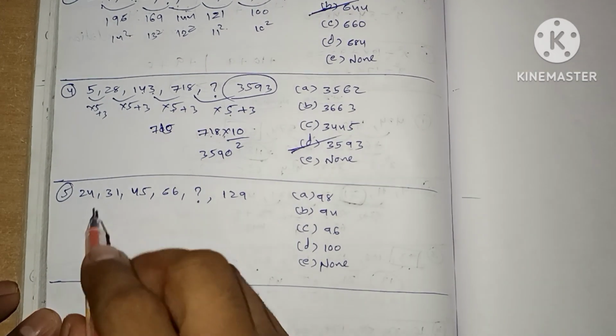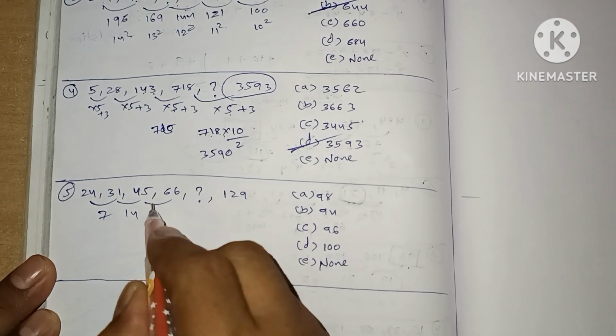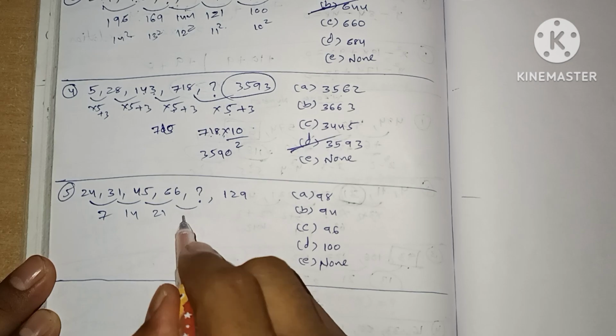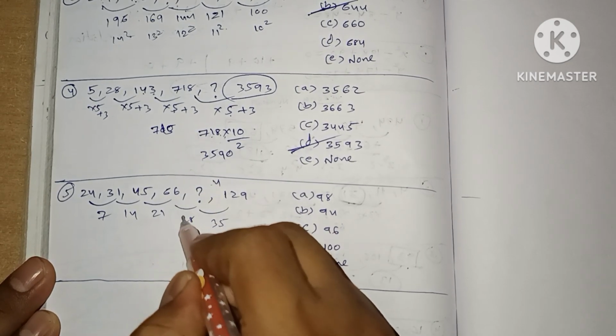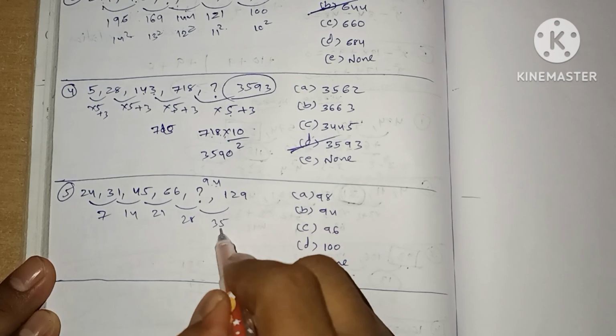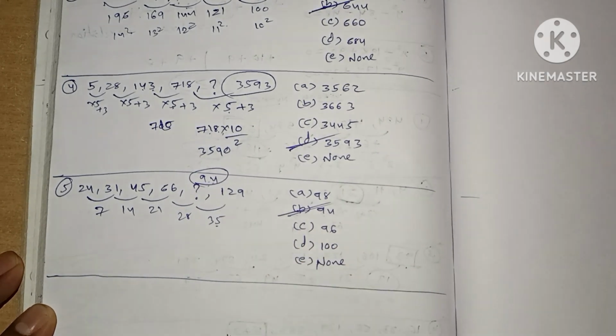Next, fifth one. Here we see the difference of 7. Here the difference of 14. Here the difference of 21. So it must be the difference of 28 and 35. This will be 14 8 9 94. 94 plus 35 will be 129. So option 94 is our answer. Option B is our answer.